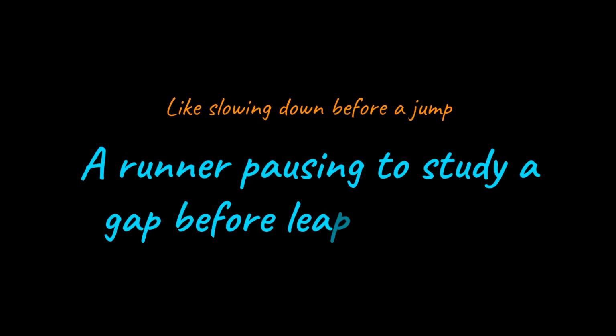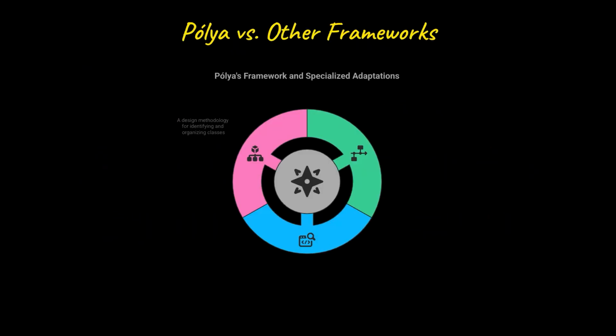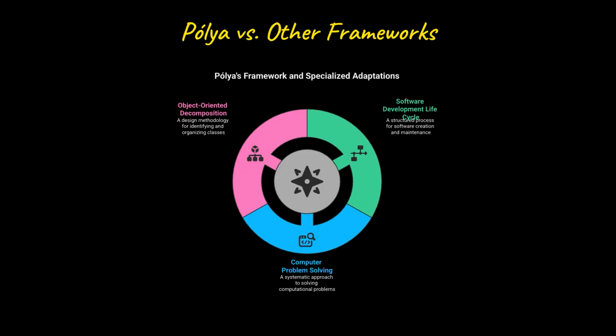Polya's framework exists because people naturally leap at solutions before fully grasping the problem. By forcing an explicit understanding step first and a review step last, the method catches misreadings early and verifies results at the end. Polya's 4 general steps are often confused with more specialized frameworks. The software development lifecycle and the computer problem-solving process are software-specific and have many more stages. Object-oriented decomposition is a design methodology for identifying classes. Polya's method sits upstream of all of them as the broad template the others adapt.